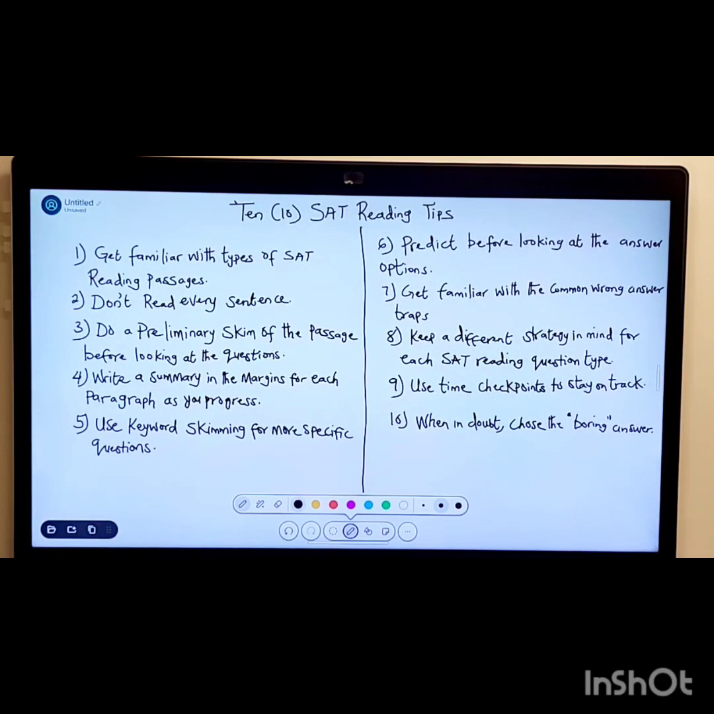Number 8, keep a different strategy in mind for each SAT reading question type. Main purpose questions, line reference questions, keyword questions, inference questions, evidence-based reading questions, vocabulary in context questions. You need to understand all this.